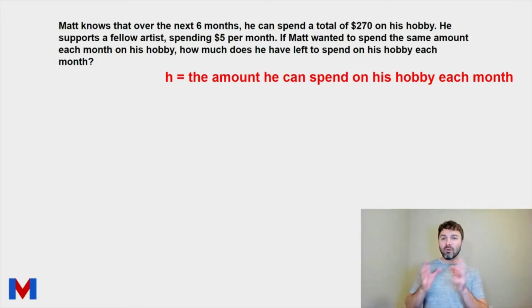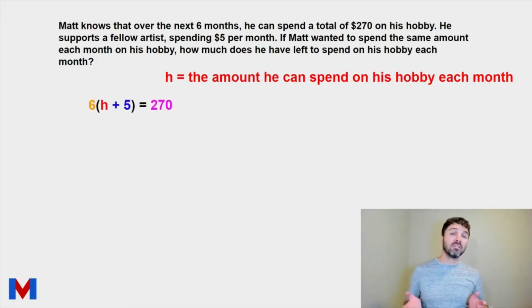Alright, I'm going to write the equation here. I know my total is $270. That means whatever expression I create on the left side of that equal sign, on the other side is going to be $270. That's my total. So I know there's 6 months here, so 6 times, and then every month what's happening? He has the money that he's going to spend on his hobby, plus the $5 that he's donating to another artist. And that's over 6 months. And all that's going to come out to a total of $270. So now, in order to figure out how much money he spends each month, we've got to solve this equation.